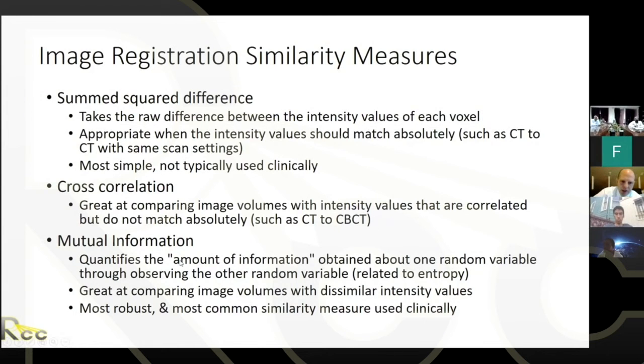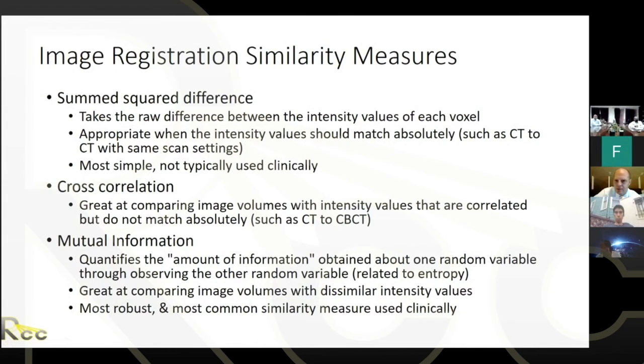Then mutual information quantifies the amount of information obtained about one random variable through observing the other random variable. It's related to entropy. This is great at comparing image volumes with dissimilar intensity values, like for instance, an MRI compared to a CT. It's the most robust and most common similarity measure that's used clinically.